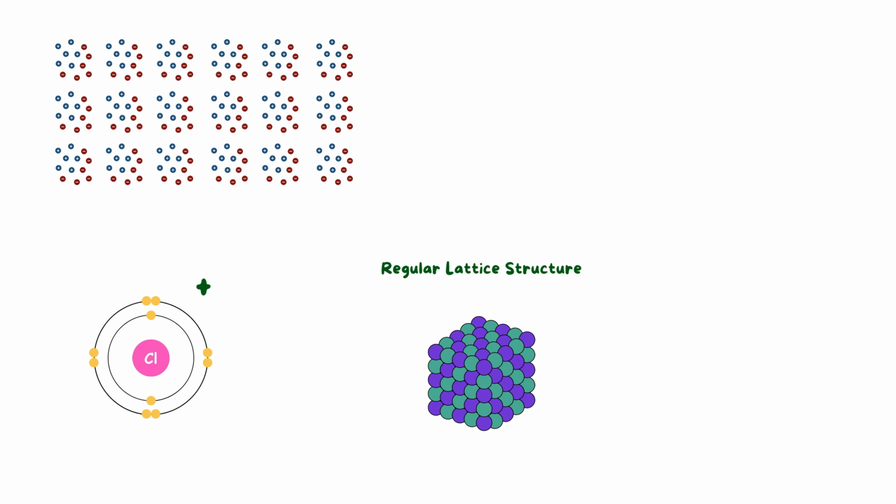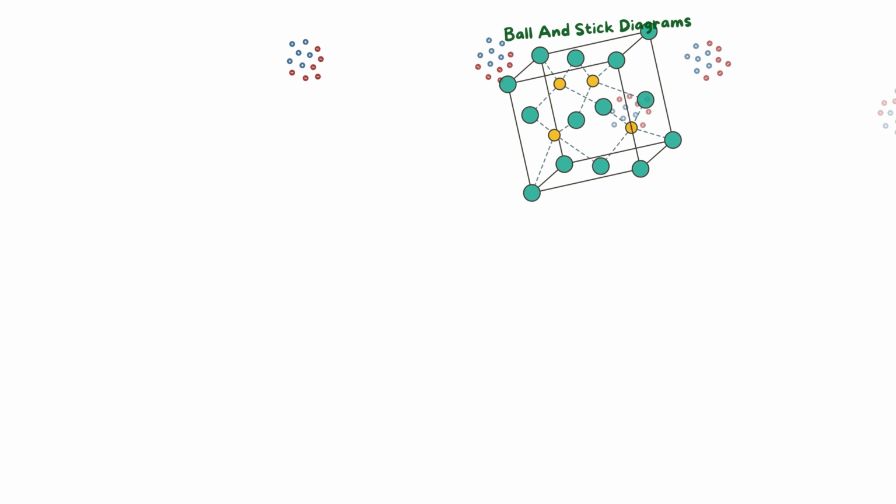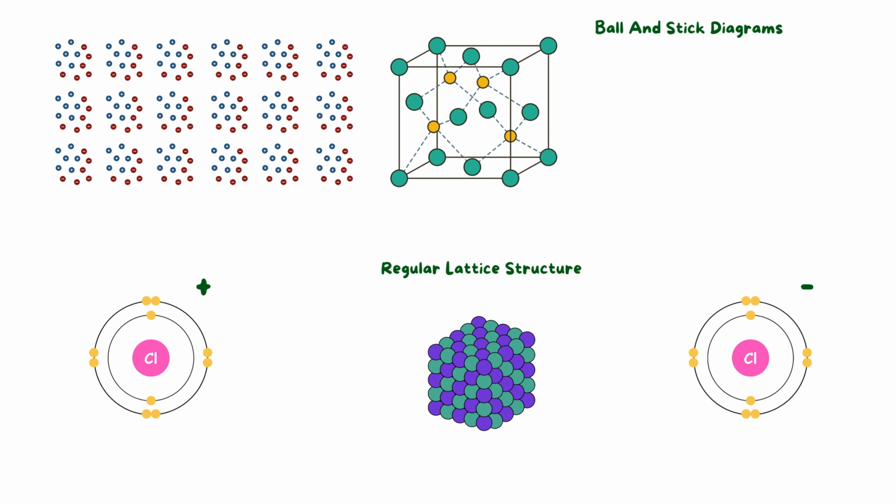The result is the formation of a three-dimensional regular lattice structure, which is a highly ordered and repeating pattern of ions. In diagrams, the positively charged sodium ions may be shown in green, and the negatively charged chloride ions in red to visually represent their alternation. Another way to represent these compounds is by using ball and stick diagrams, where different colored spheres represent different ions and sticks are used to illustrate the ionic bonds between them.